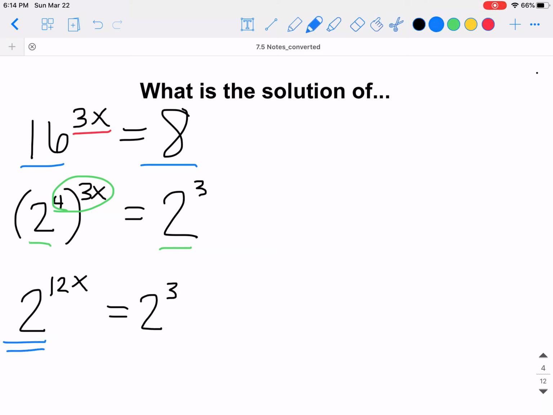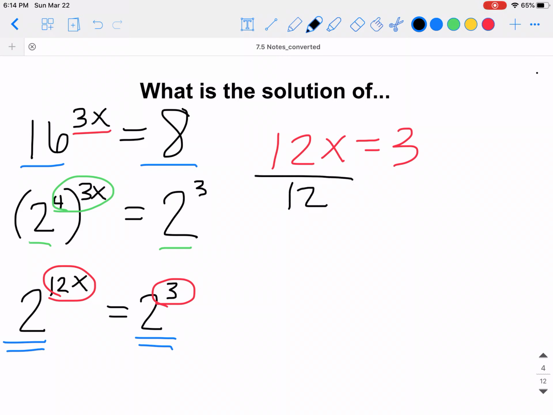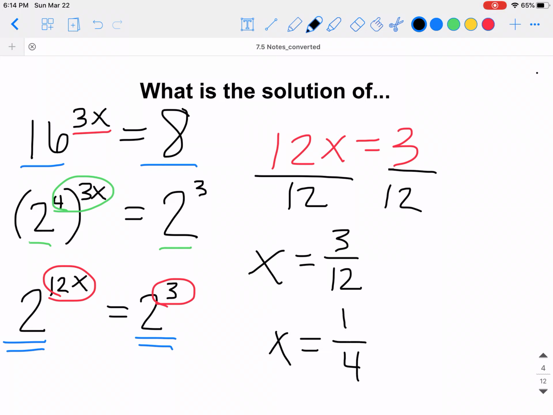Now we have a common base. Because the bases are the same and these are equal to each other, we know that our exponents have to also be equal to each other. So the equation that we can create is 12x equals 3. Very simple one-step equation. To isolate x, we just have to divide both sides by 12, and we get x equals 3 over 12. But we know we can simplify this further, so fully simplified, we get x equals 1 over 4, and that's our final solution.